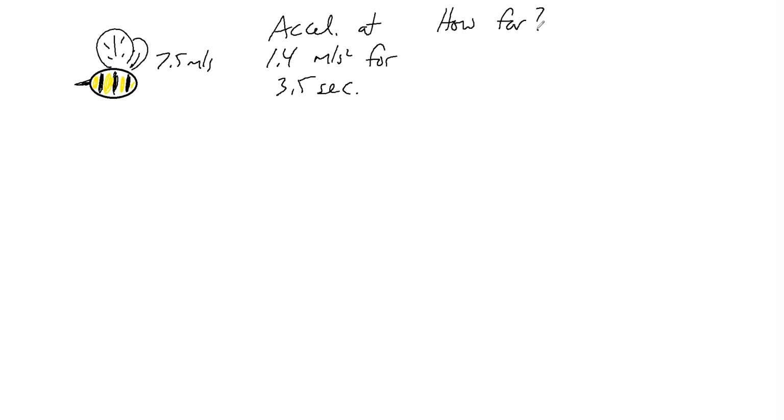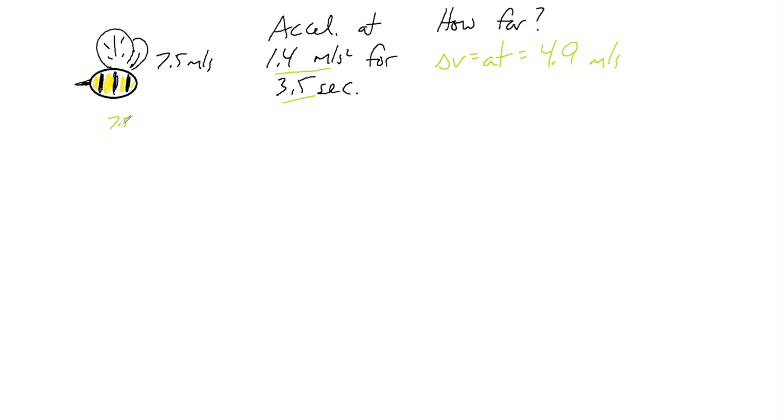All right, so let's see. We got a couple things going on here. We got initial speed of 7.5. Right there, I've got my acceleration. I've got time, and acceleration and time are great for finding change in V. So I just multiply those two together. I get a change in V of 4.9 meters per second.